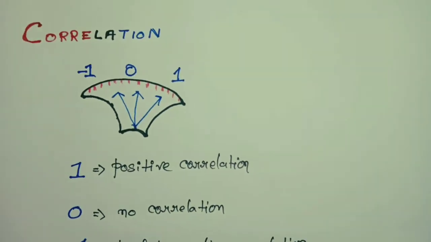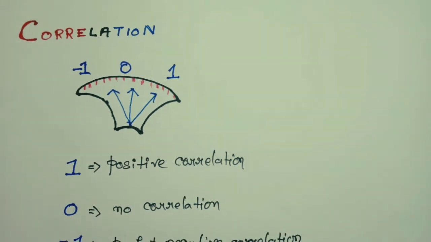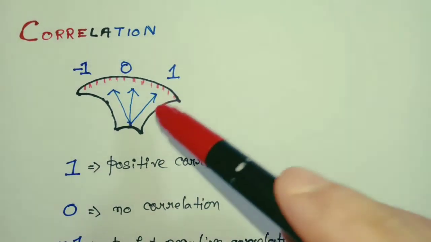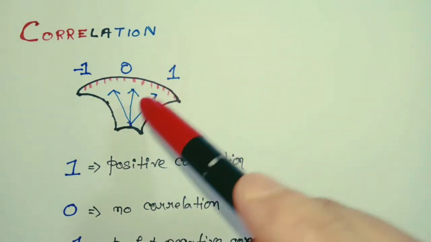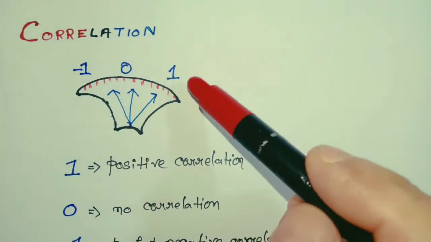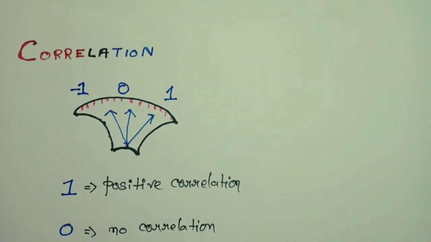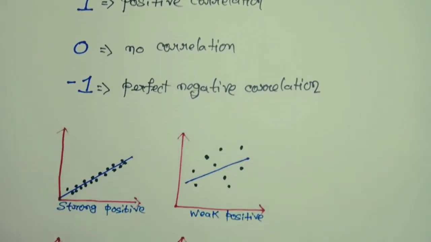I'm not going into much more detail on correlation because it is a different subject altogether in statistics. So this is what basically a correlation is about. This is a nice little graph which will give you an idea. The three ways this is pointing: -1, 0, positive and negative. So 1 is positive, 0 has no correlation, and -1 is the perfect negative correlation.